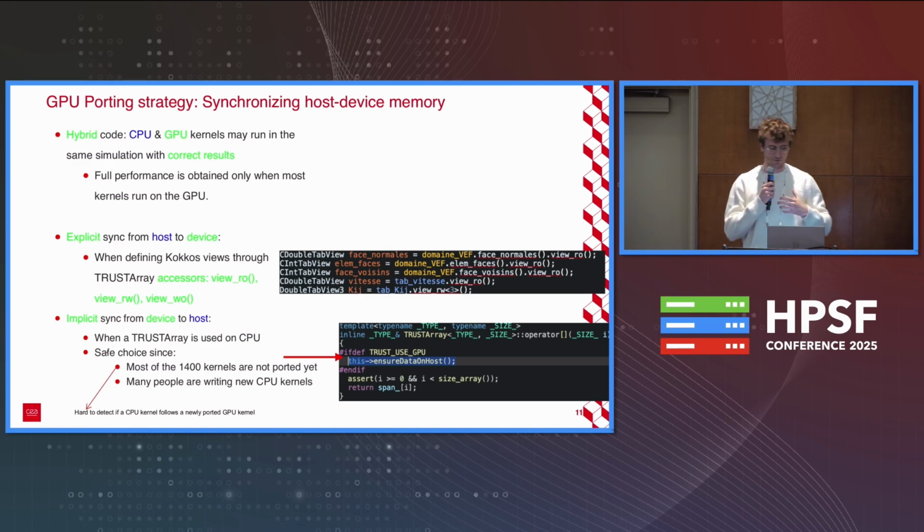First, most of the thousands of kernels are not ported yet. So when I port a kernel to GPU, it's hard to detect what CPU kernels, or even just simple CPU operations, I'm going to go through after my GPU kernel. And it can take days to detect this kind of thing. Also, many people who are writing on top of trust are not GPU-aware people, and so we cannot expect them to think about adding this synchronization all the time. So for now, it's our necessary safe choice.